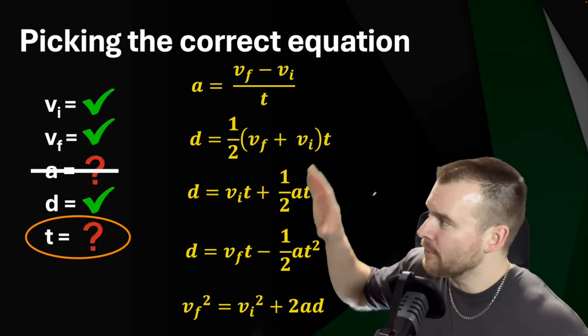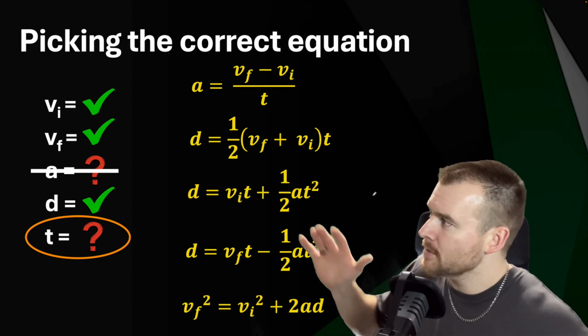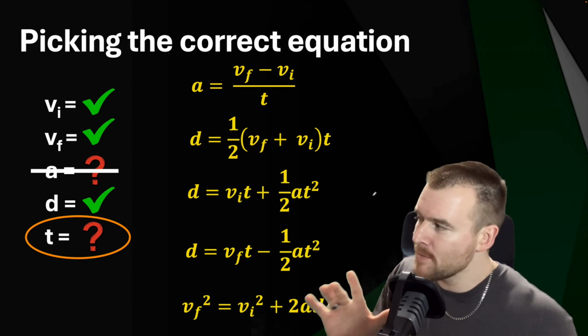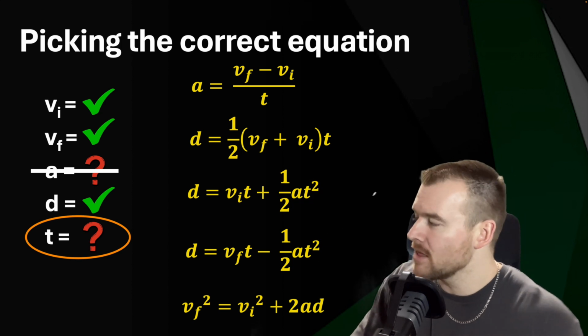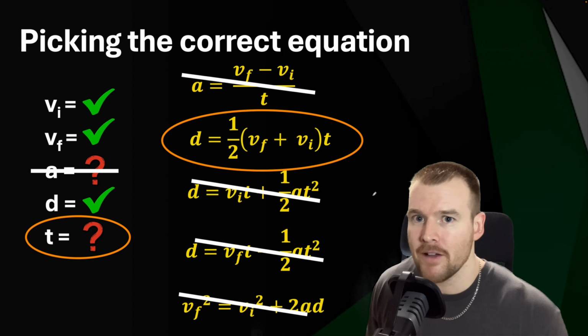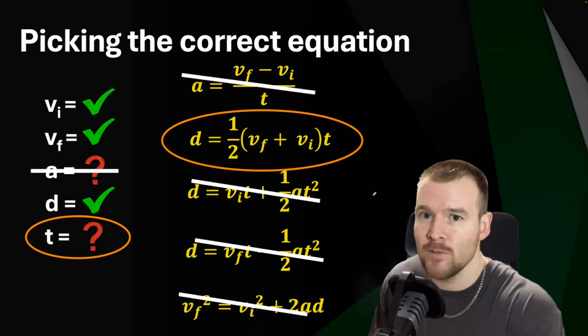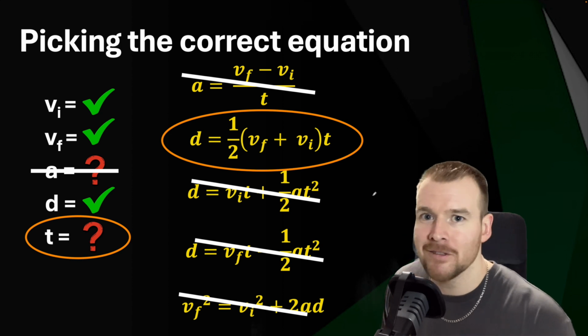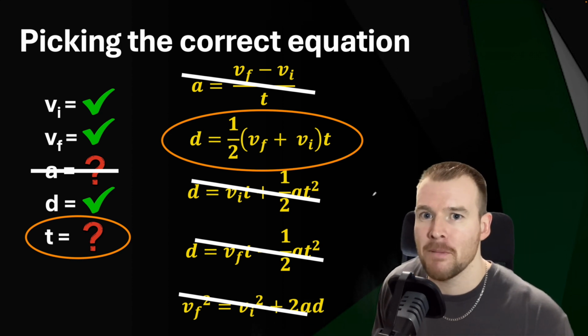When you look at the list of formulas, all of them have acceleration except one. Once I find the one that doesn't, that's the one I'm going to use, because I don't care about that value. I don't want to find it, and I can't use it because I don't know the value. So the one without the acceleration is the one we're going to pick.